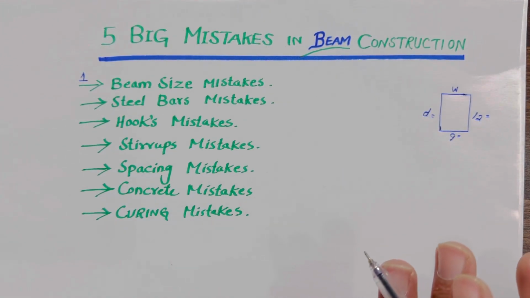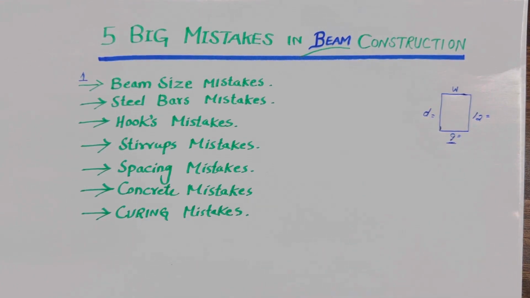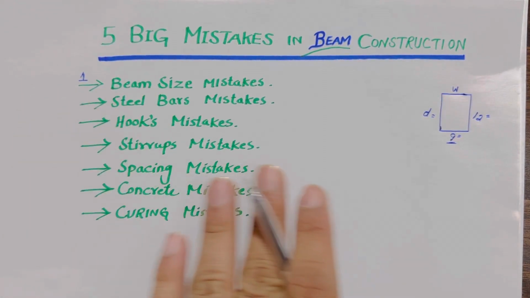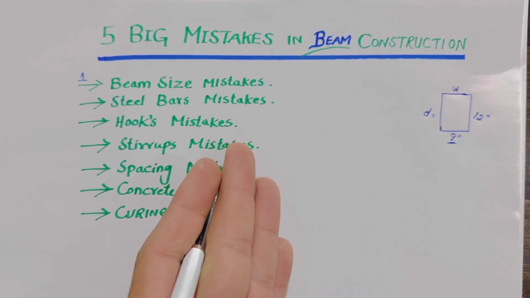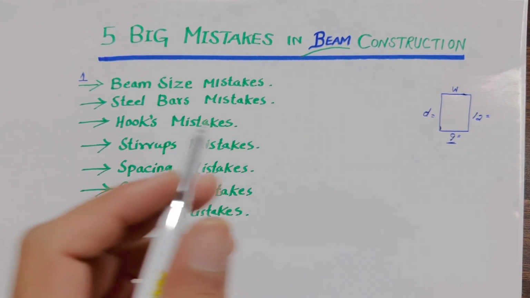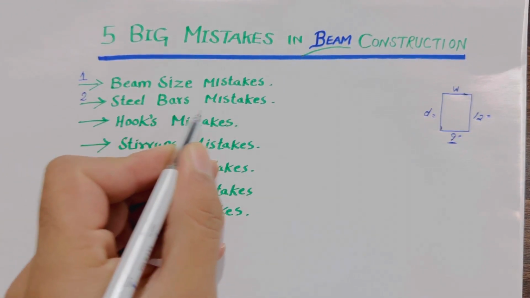So the beam depth should not be less than 12 inches and the width should not be less than 9 inches. These are very important points. If you are working on a construction site, it should not be less than this, but you can increase it, depending on the structure load. The second big mistake is especially about steel bar mistakes.